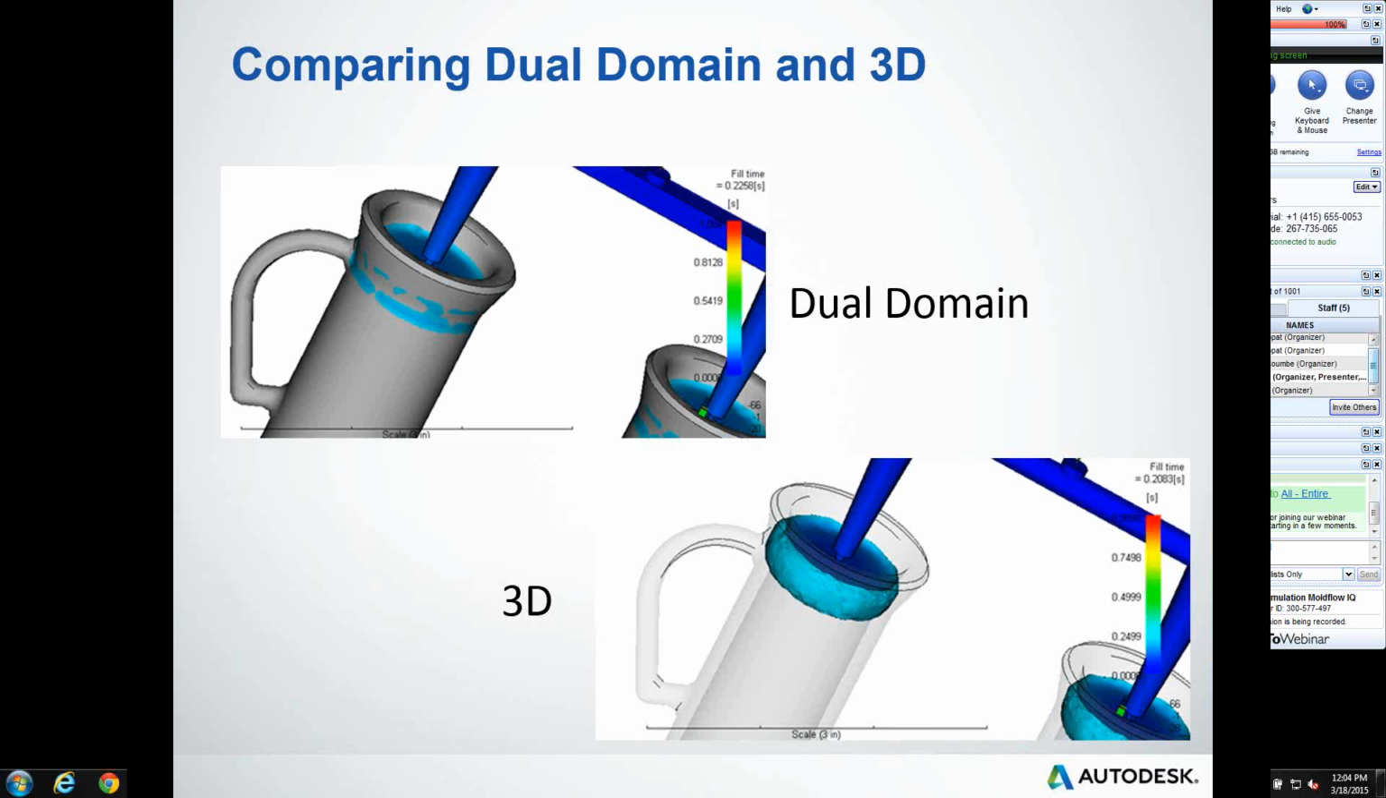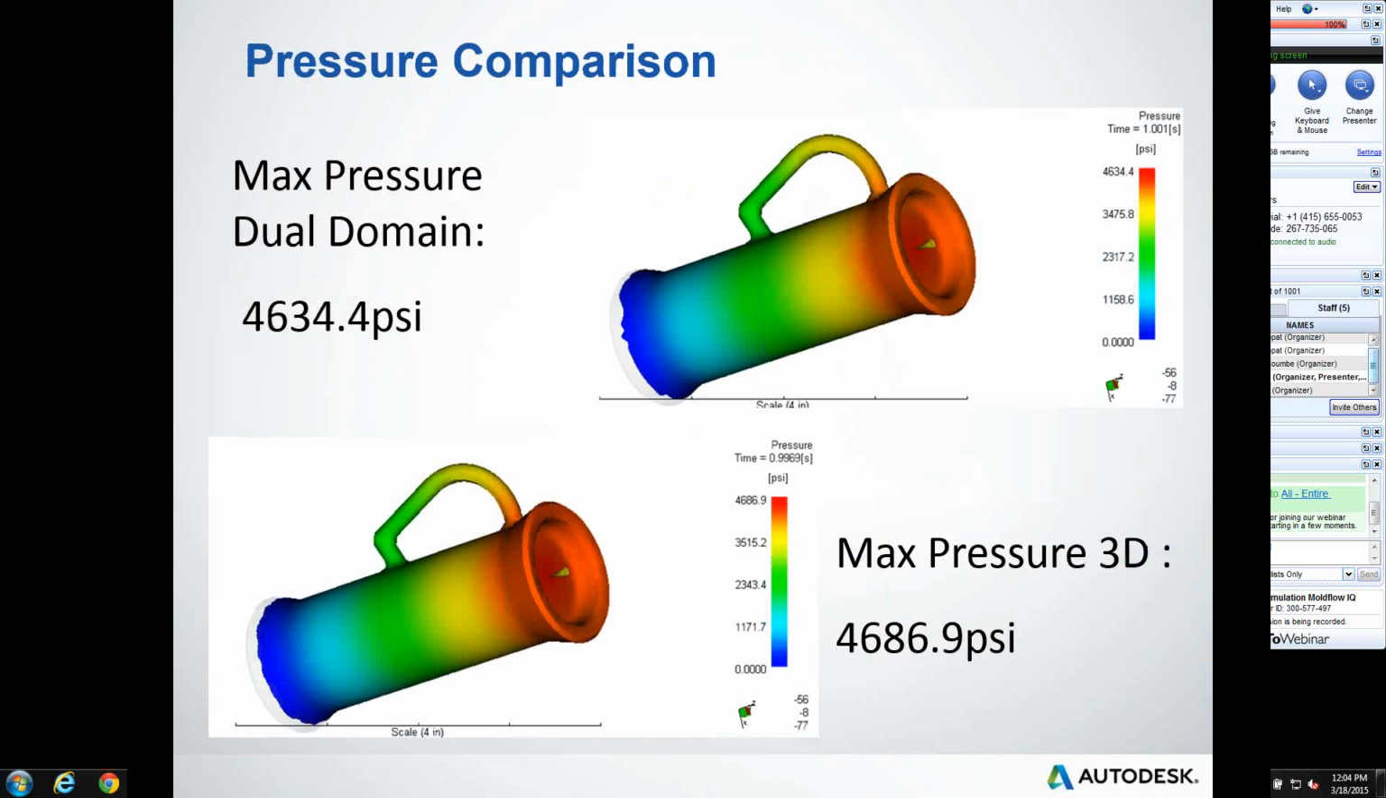Now let's take a look at what happens on my part. When I did the initial fill comparison, you can see that my end-of-fill locations are identical. You can see that my part designs are identical. And when I started to take a look at the pressure comparison between my dual domain model and my 3D model, the differences that I got when I set these to be the same, on a model that was appropriate for both, was very tiny. It was probably well within what would have been the variation of an injection molding machine. I'm looking at about 4,600 PSI in both. There's a 50 PSI difference.